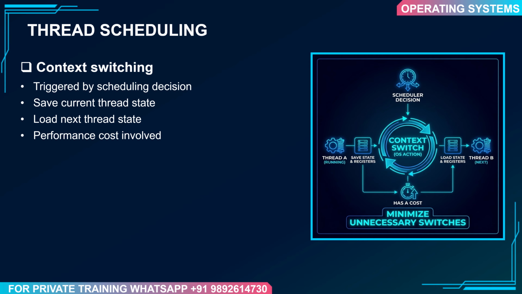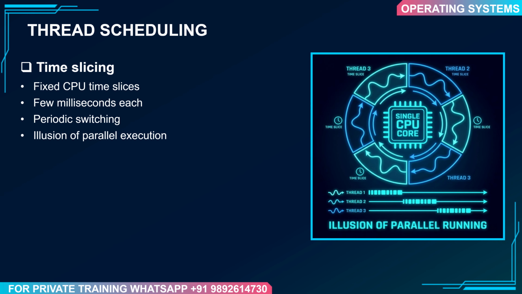This happens very fast, but it still has a cost. That is why schedulers try to make smart decisions and avoid unnecessary switches. Another key concept here is time slicing. In many systems, each thread is given a small slice of CPU time, often just a few milliseconds. When its time slice expires, the scheduler may switch to another thread. This creates the illusion that multiple threads are running at the same time, even on a single CPU core.